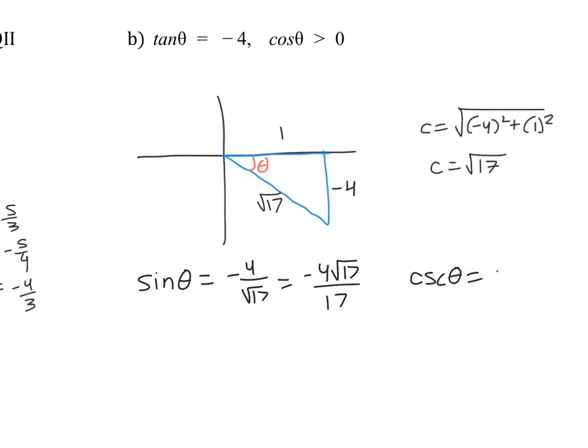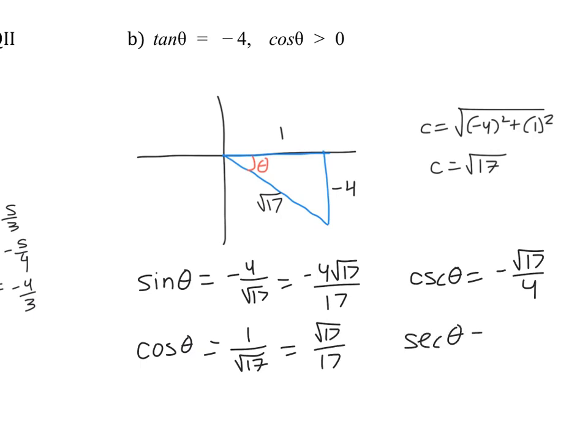Cosecant, its reciprocal, is going to be negative root 17 over 4. Cosine is going to be 1 over root 17, and that means if we rationalize, it's root 17 over 17. Its reciprocal, secant, will just be root 17. Notice again, you can see in our triangle that the value ends up positive, and that's exactly what we wanted. Cosine needs to be greater than 0.